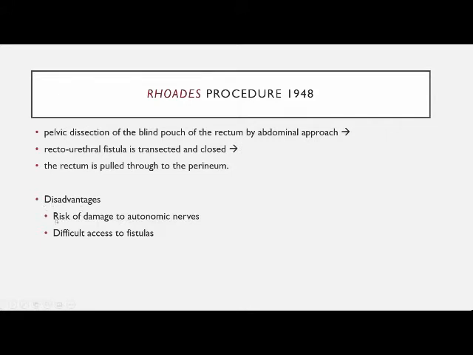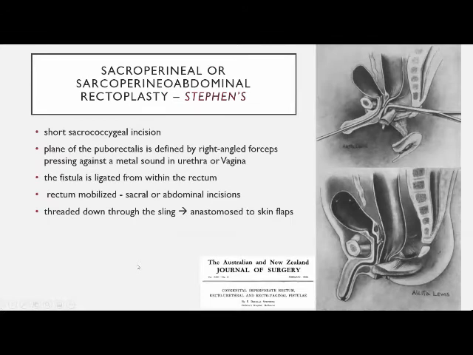It had high risk of damage to the autonomic nerves and difficult access to fistulas by abdominal approach, especially when they are lower. So then came the description in 1953 by Stephens of a procedure which emphasized the preservation of the puborectalis muscle for continence. This was a sacroperineal or sacroperineo-abdominal rectoplasty. This entailed a short sacrococcygeal incision. The plane of the puborectalis was defined by a right-angled forceps, as shown here, against a metal sound which is placed within the urethra or vagina, and the fistula is ligated from within the rectum.